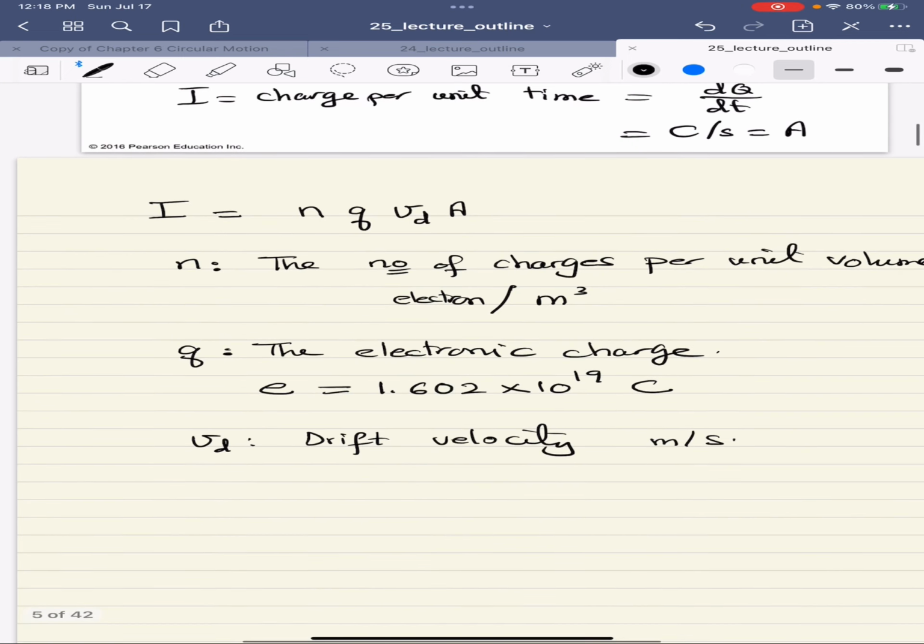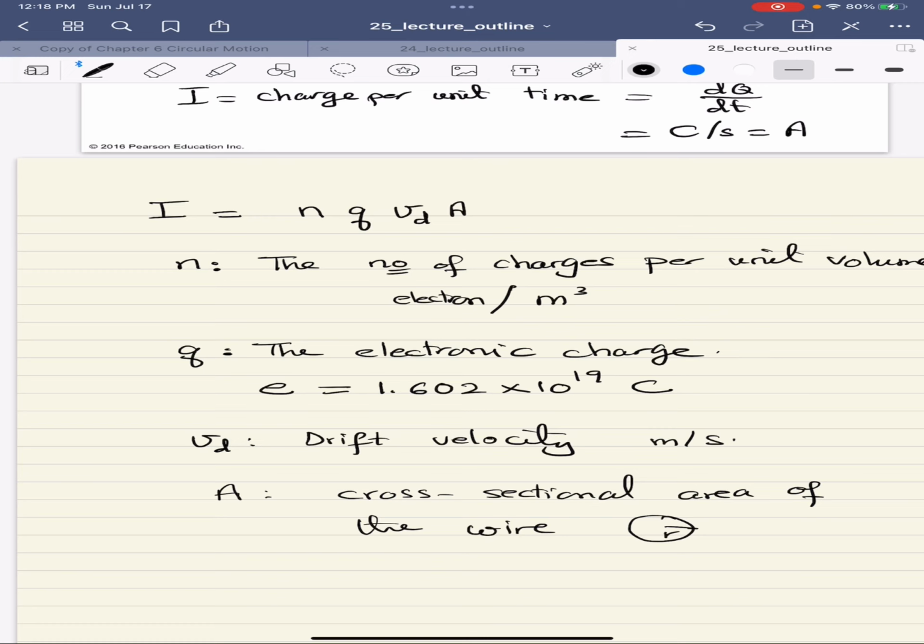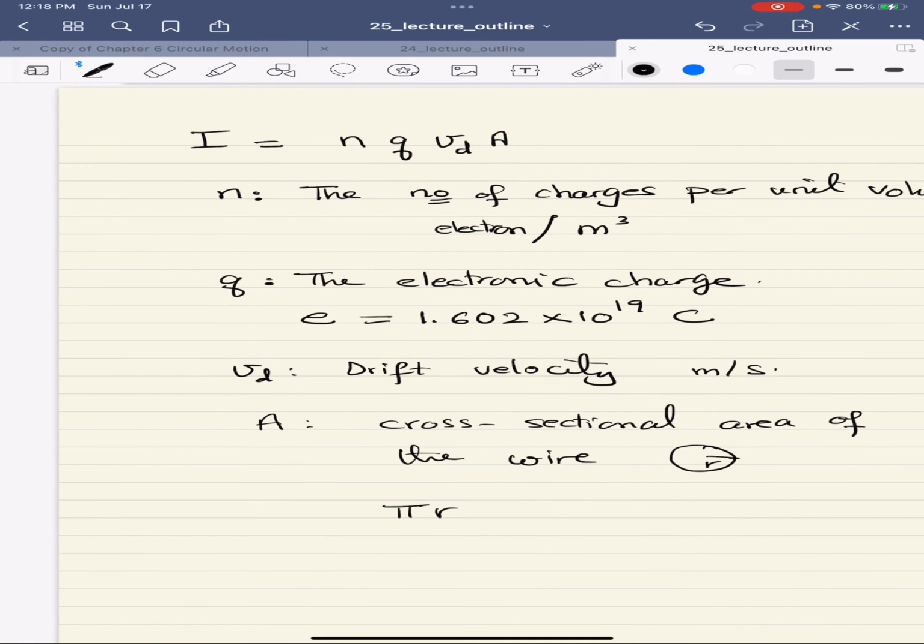And finally A, it is the cross-sectional area of the wire. And usually wires have a circular cross-sectional area. Then that area is pi r squared, or pi times the diameter over 2 squared, which is pi d squared over 4.